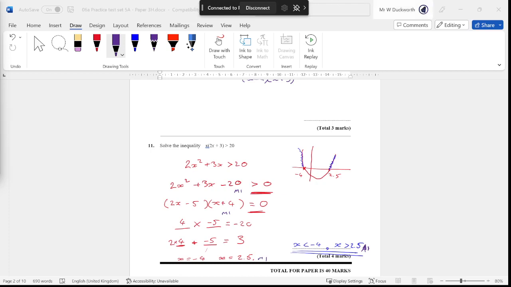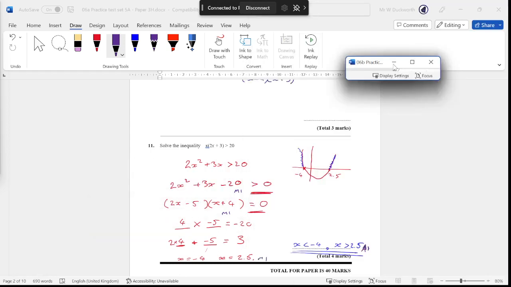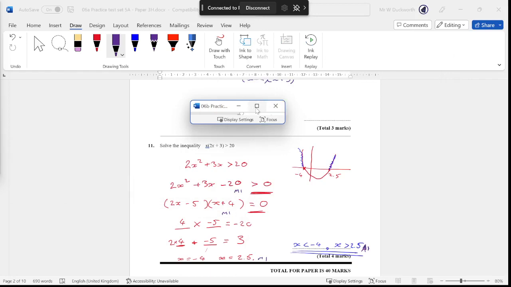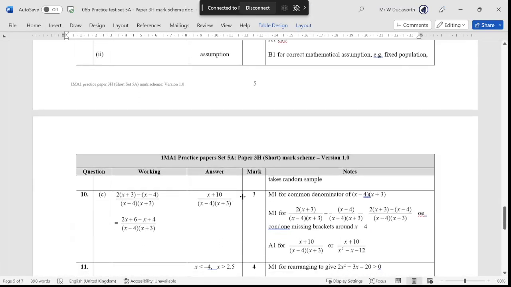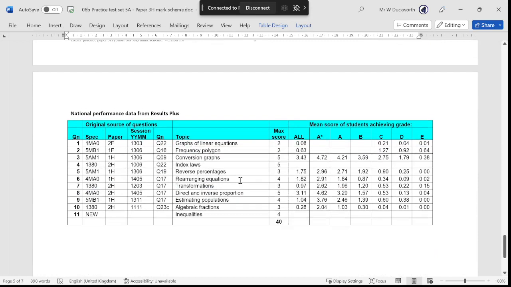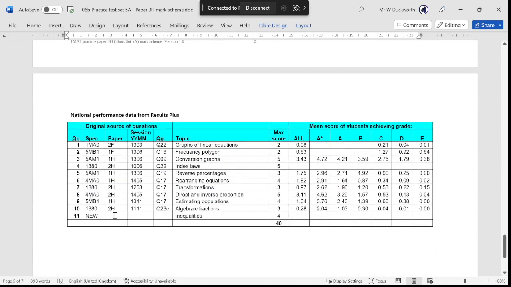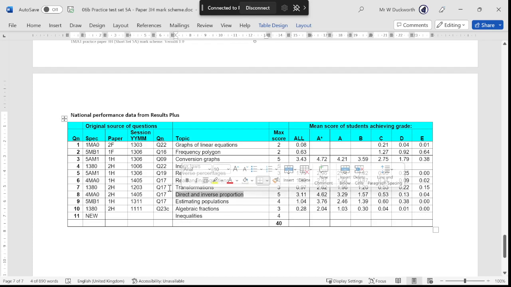Okay, so that's the paper. I thought that was a fairly decent paper in terms of difficulty. There wasn't actually that much calculator use on it. A lot of it worked out fairly nicely without a calculator. If I go to the mark scheme, just to bring up this final page, so all of those questions were linked to those topics. So if, for example, you struggled particularly on question 8 as a topic area was direct and inverse proportion. So that can be useful for targeting your revision in the future.